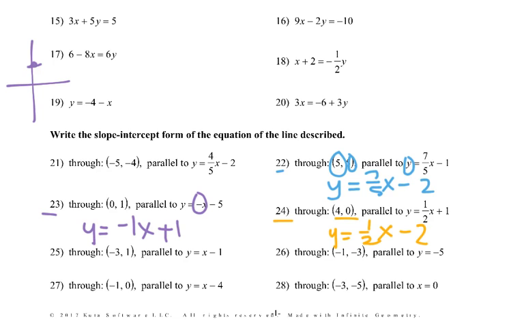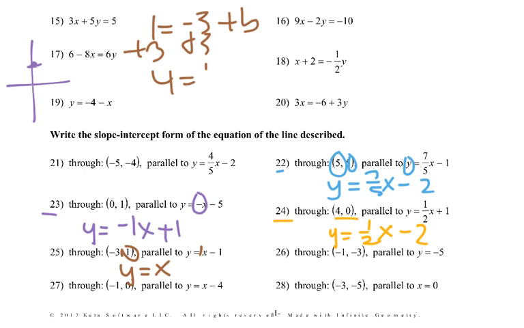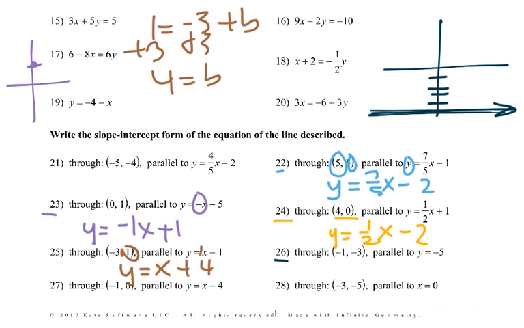So 25, my equation would be y equals x, so I'd go y, 1 equals x, -3 plus b, add 3, get 4 equals b, so that'd be plus 4. For 26, this is y equals -5, which is a horizontal line right there. Okay, so then y would have a value of -3. It'd be a horizontal line at -3 would be my line.